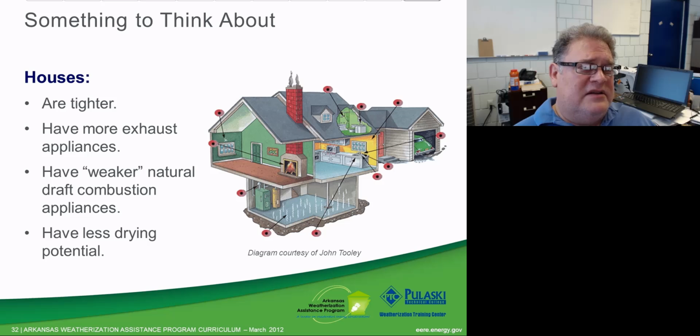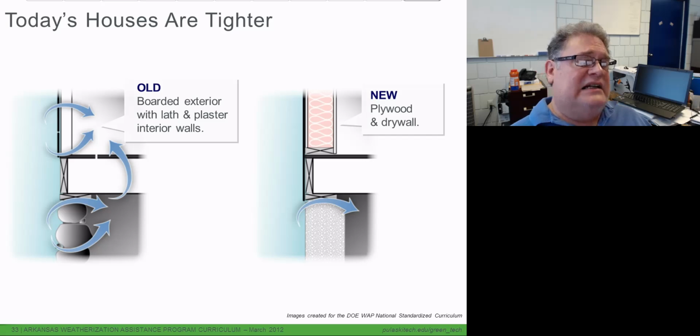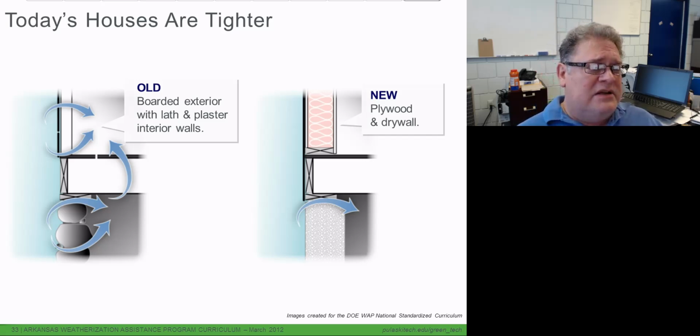The other thing to consider is that our houses have less drying potential. The way they're built, they dry to the inside, not to the outside. So let's take a look at that. In older homes, we would have a rubble and mortar foundation, or a block or a stone foundation. We would have air leakage right at the sill plate. We still have that problem right at the sill plate. But our subflooring was probably going to be tongue and groove 1x material, or non-tongue and groove 1x material.